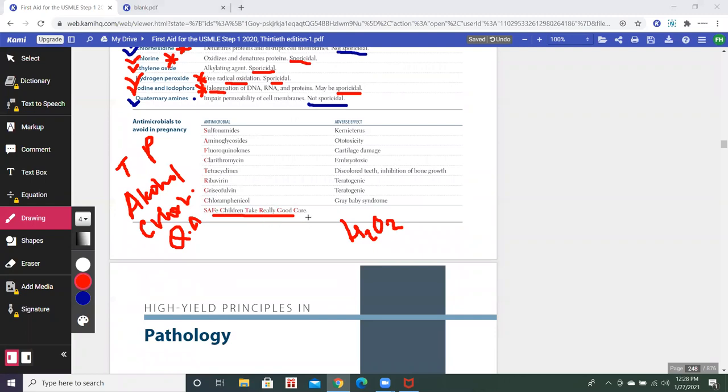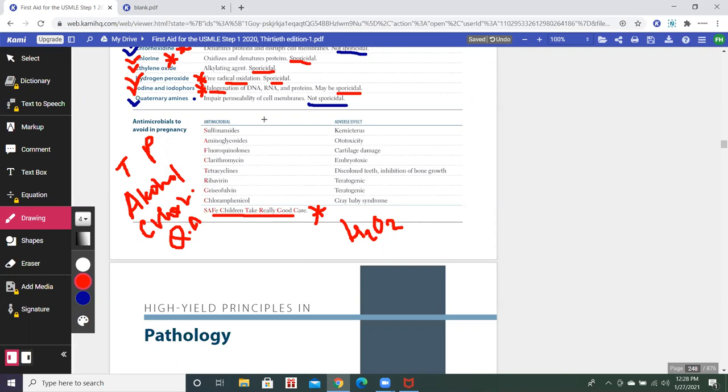Children, take really good care stands for clarithromycin, tetracycline, ribavirin, griseofulvin, chloramphenicol. This is the mnemonic which I love to use myself too. Once again: sulfonamide, aminoglycoside, fluoroquinolones. Save children: C for clarithromycin, T for tetracycline, R for ribavirin, G for griseofulvin, C for chloramphenicol.